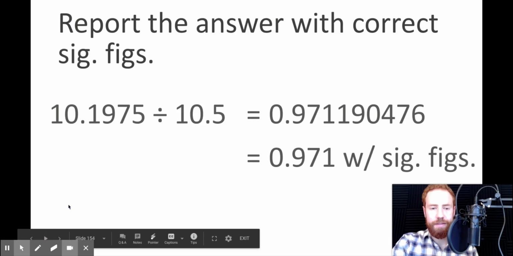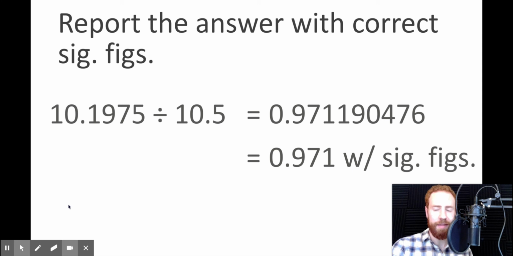And there you have it. That's an overview of the rules for how to do mathematical manipulations and still keep the right number of significant figures. This is something that will stay with you through the rest of chemistry. So feel free to watch this video at any time if you need a reminder.